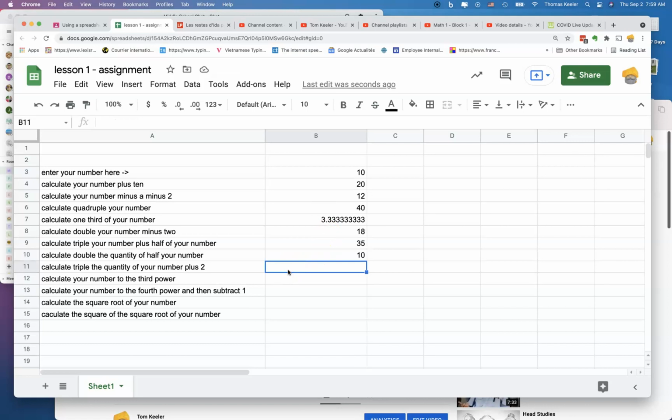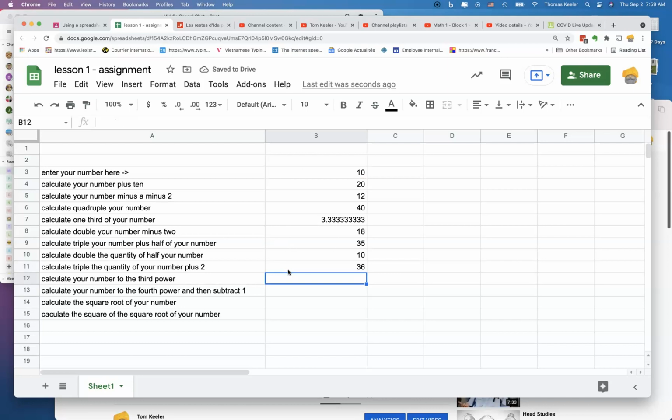Triple the quantity of your number plus 2. Okay, so we're going to, same thing. We're going to make the quantity, we say, let's add B3 plus 2, and then let's triple that quantity. So we're going to do, in this case, 10 plus 2, and then we're going to get 12 and triple that. So that looks like it works.